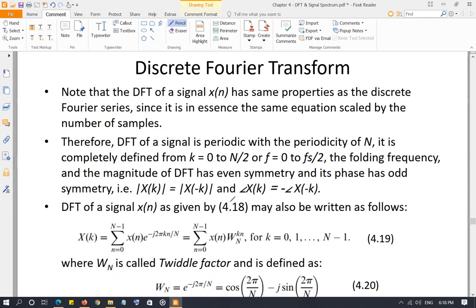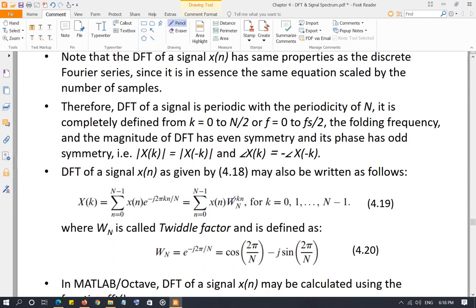Okay, so when we have this equation of the Fourier transform, then generally what we do is we use W_N and assign it e to the power negative j 2 pi over N, 2 pi over N, because N is constant, of course. If you have 10 samples, N will be 10.